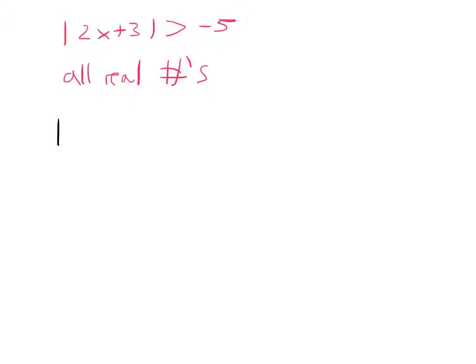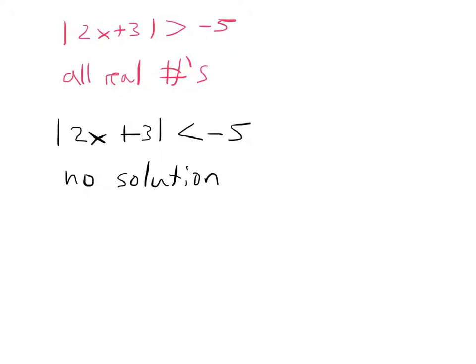Likewise, if you have the absolute value of 2x plus 3 is less than negative 5, well, absolute values are positive. They can't be less than negative numbers. And so you have to say no solution. So watch out for those two. They will not work.